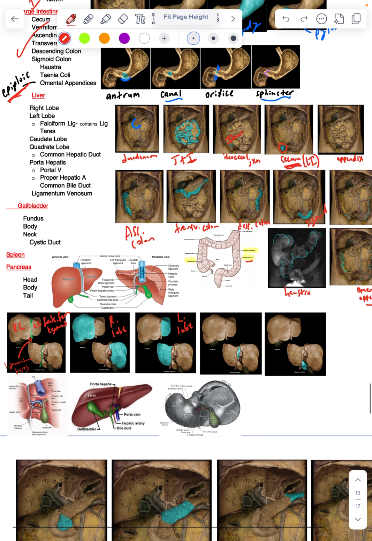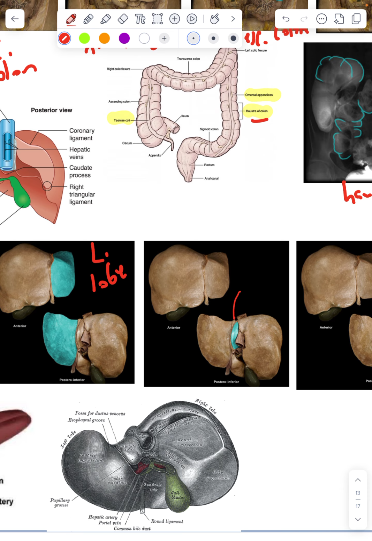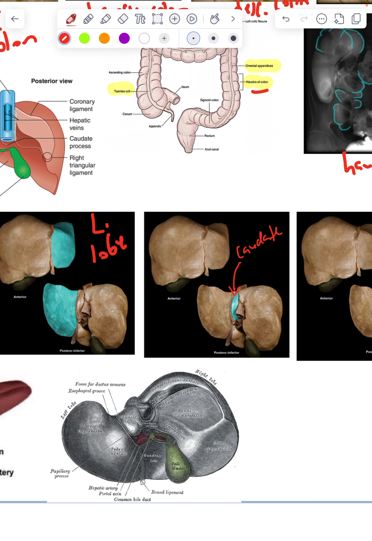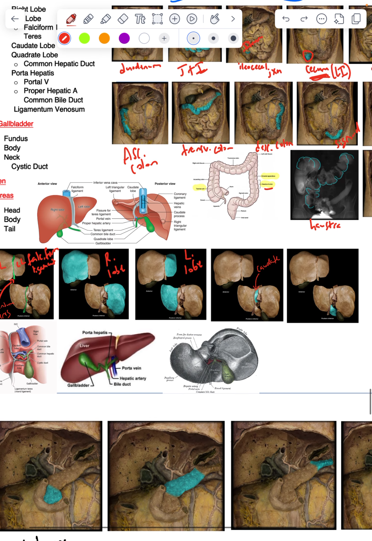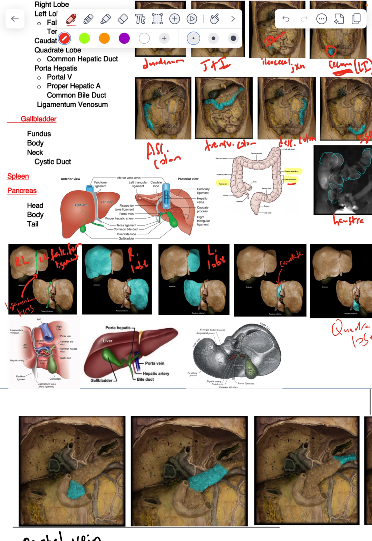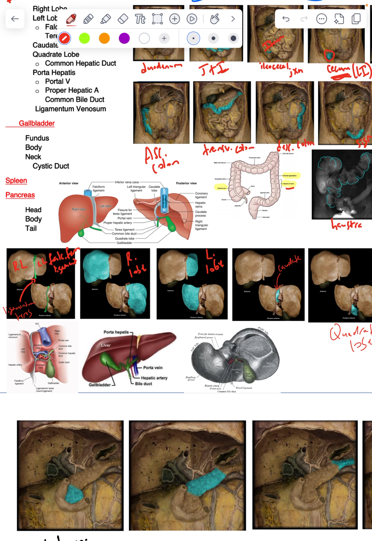What else is on here? On the back, you can see this lobe is your caudate lobe. And then remember, anything that has to do with four sides, so 1, 2, 3, 4, is going to be your quadrate lobe. So this right here is your quadrate lobe. Now, you have this entire area called a porta hepatis. It has your portal vein, proper hepatic artery, and common bile duct. So, portal vein, hepatic artery, and bile duct.